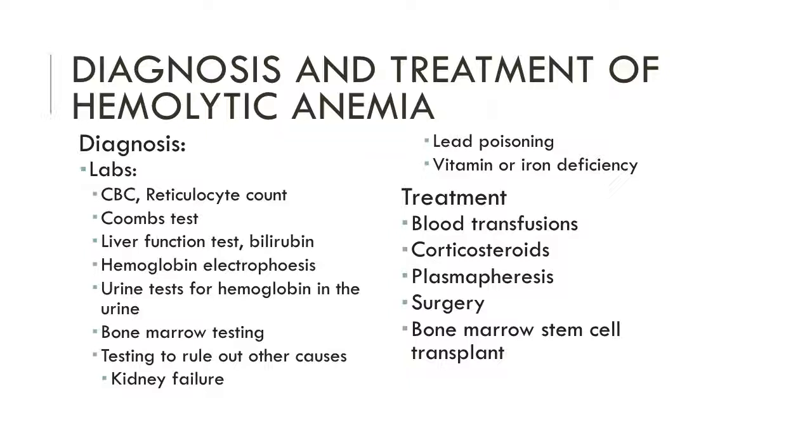blood marrow testing to look at the type of cells that the bones are producing, and testing to rule out other causes of the hemolytic anemia, like kidney failure, lead poisoning, or vitamin or iron deficiency. Treatment includes blood transfusions, steroids, plasmapheresis, surgery, or bone marrow stem cell transplantation.